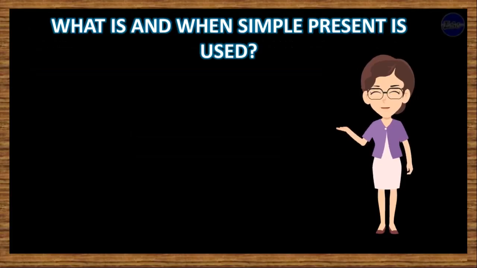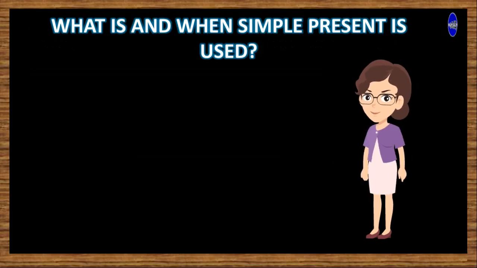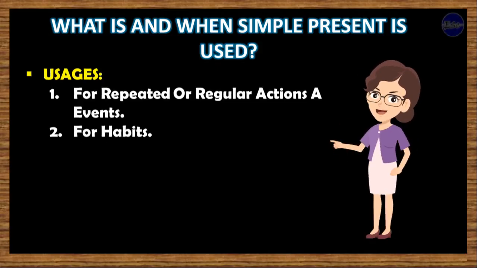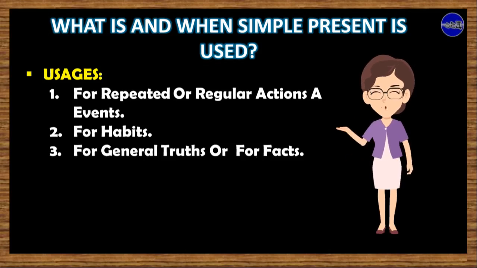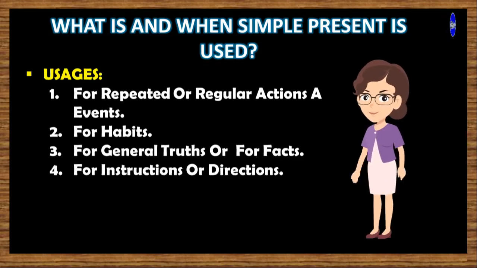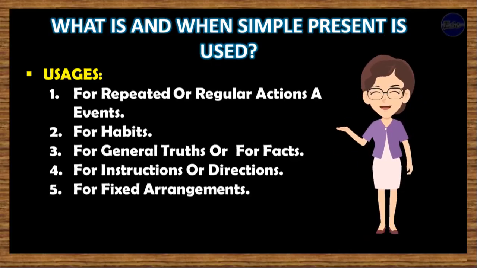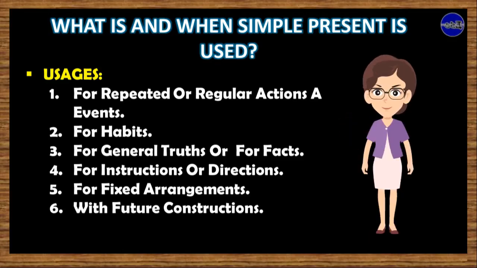What is the simple present, and when is it used? The simple present tense is one of several forms of present tense in English. We use the present tense: 1. For repeated or regular actions and events. 2. For habits. 3. For general truths or facts. 4. For instructions or directions. 5. For fixed arrangements. 6. With future constructions. Let's see their examples.